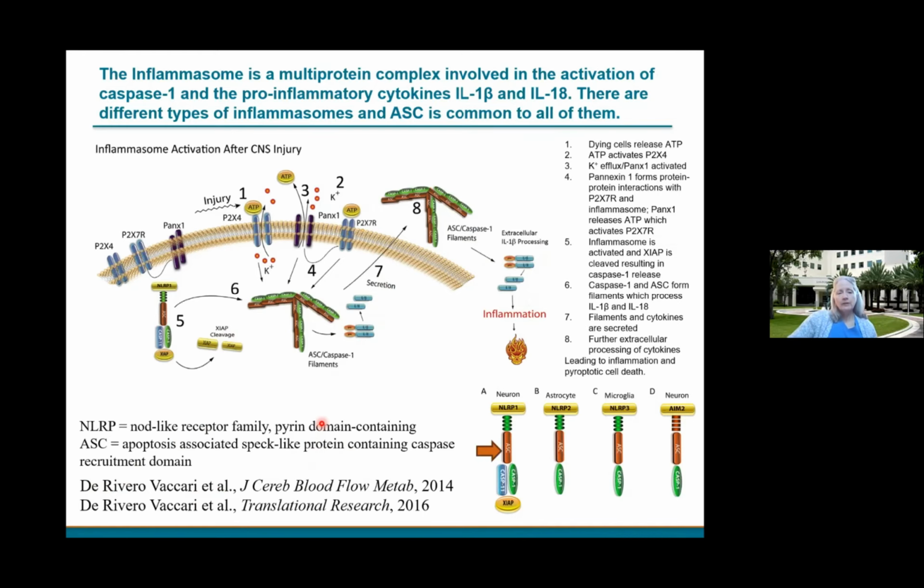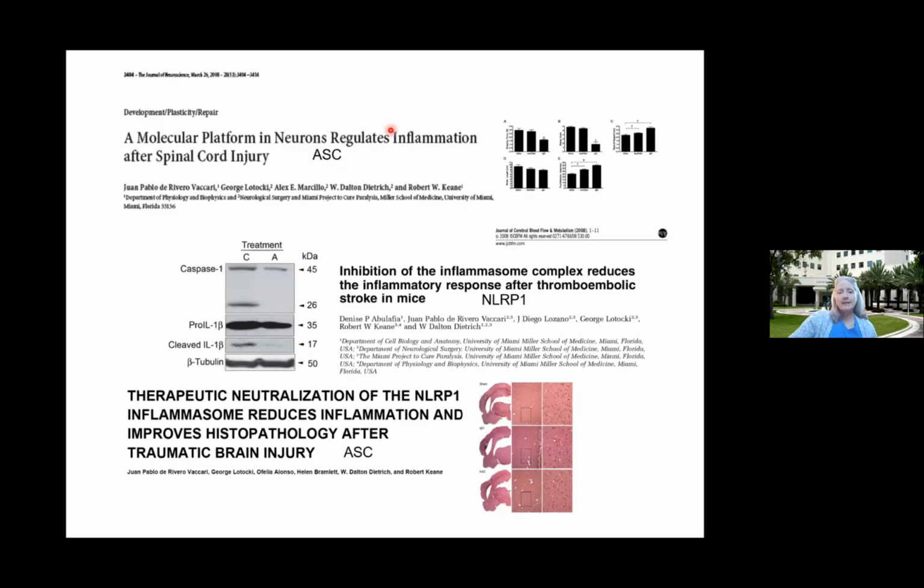So we've looked at the inflammasome and targeting ASC or NLRP1 in a variety of different CNS injury models. This is spinal cord injury. We showed an improvement in function as well as a decrease in inflammation or the inflammasome. And we also inhibited inflammasome complex after stroke in mice with NLRP1 or NALP. We also have done this in TBI and showed a reduction in pathology when we targeted ASC in our own fluid percussion injury model.